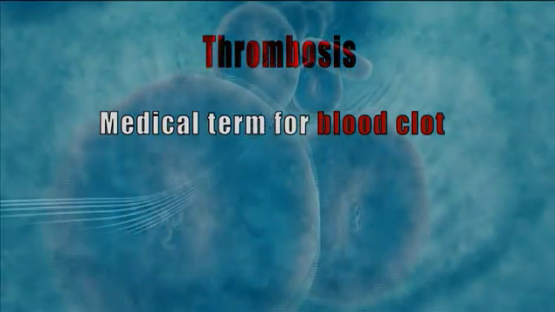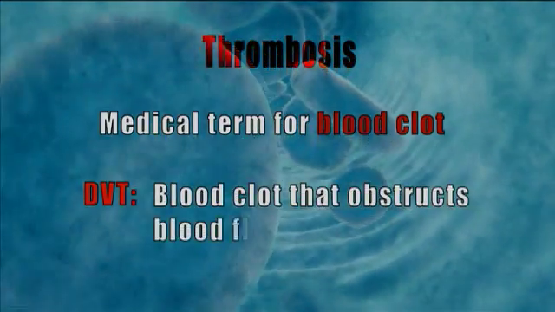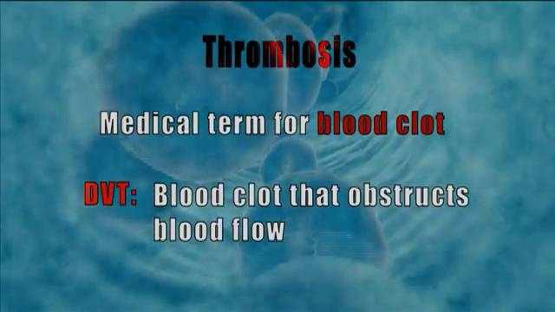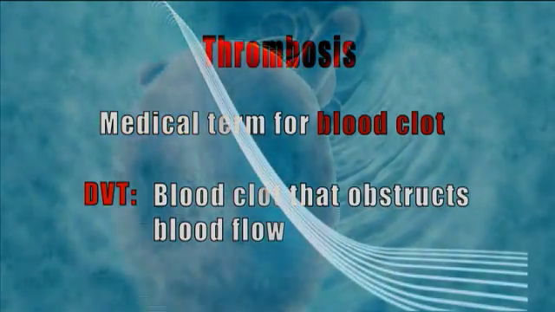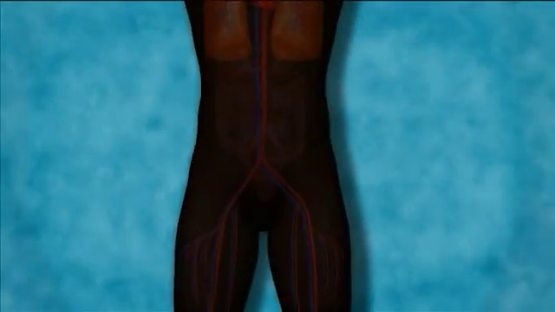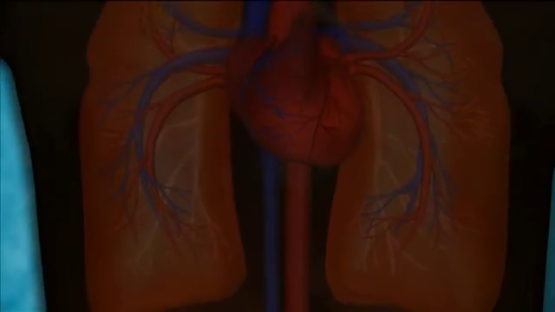Thrombosis is the medical term for blood clot. Formation of a blood clot obstructing blood flow in a major vein is called DVT, or deep vein thrombosis. This is typically in a leg vein. An embolism is a blood clot that breaks off from a DVT and travels in the bloodstream to another part of the body, typically the lung. It is then called a pulmonary embolism, or PE.